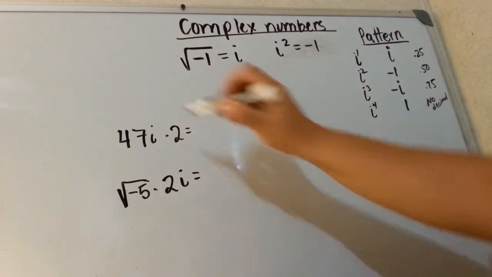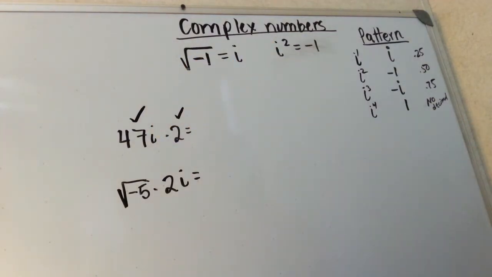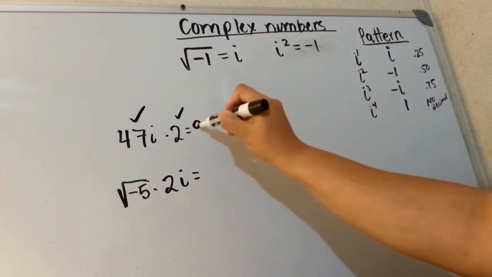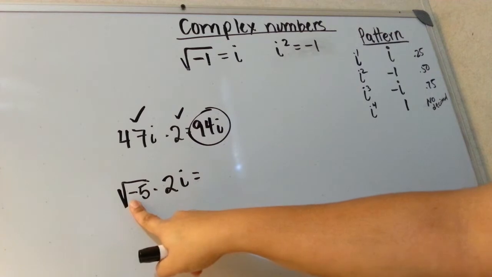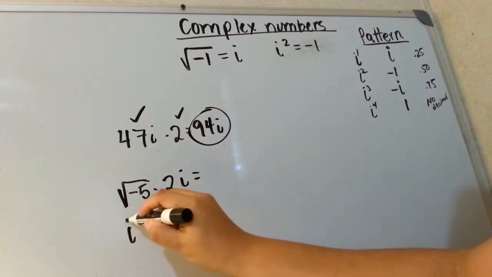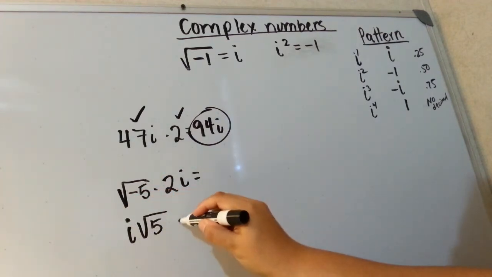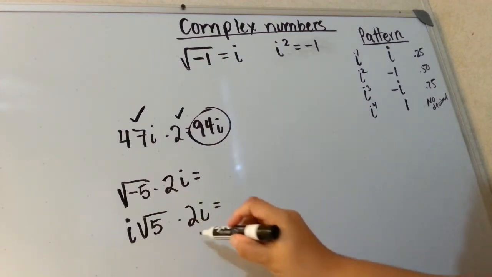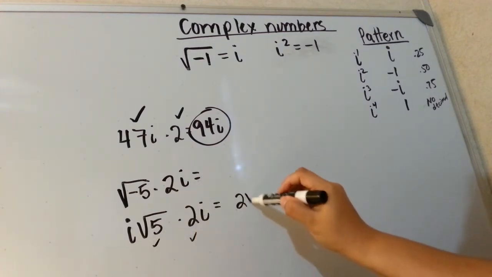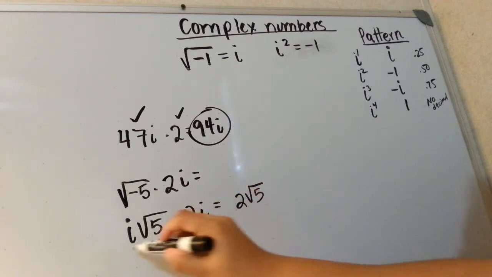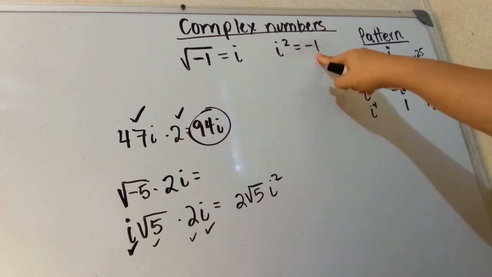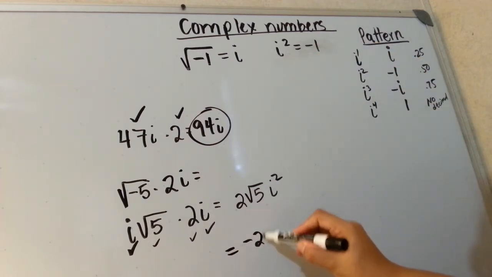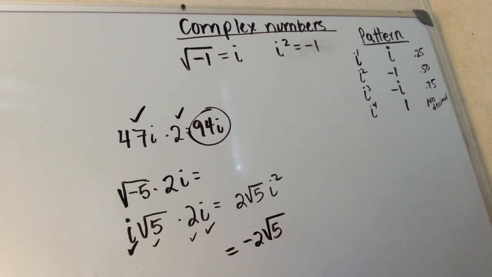How would we simplify these powers? Well, you would multiply these two. 47 times 2 is 94. And we have an i, so the answer is 94i. This one, you have to pull out that negative sign, so you actually have i radical 5 times 2i. The 2 times the radical 5 is this. And then the i times the i is i squared. And we've already established that i squared is negative 1. So this becomes negative 2 radical 5.